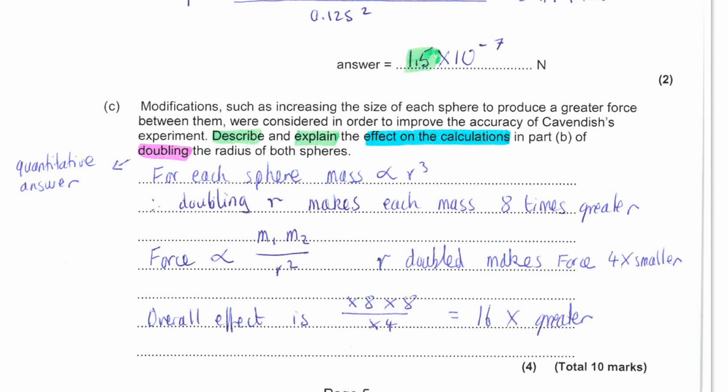Putting it all together, we have 8 times greater for each mass and 4 times smaller because of the greater separation. Putting that all together, it leads to a final answer which will be 16 times greater. Notice this is a quantitative answer which is essential due to the wording of the question.